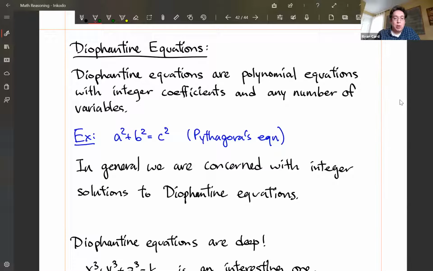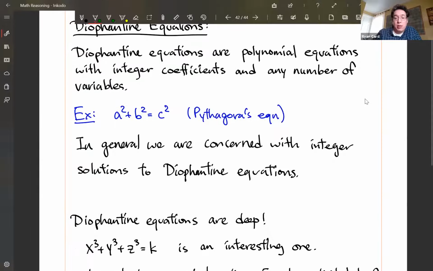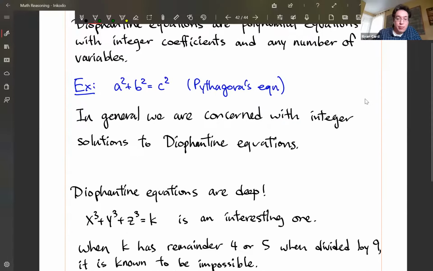a squared plus b squared equals c squared. So anytime any positive numbers solve this Diophantine equation, then you could draw it as a right triangle. In general, though, it's a little bit more interesting to only restrict ourselves to integer solutions to these Diophantine equations. So integer coefficients, and also the solutions are restricted to be integers. It turns out that it's very difficult to solve these things in general.